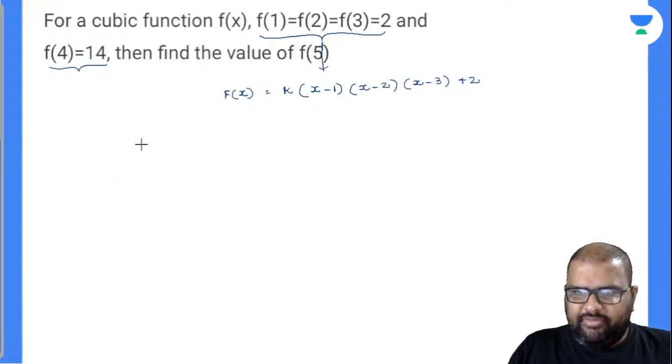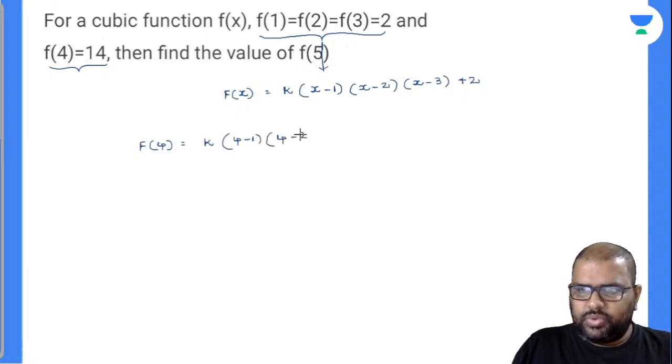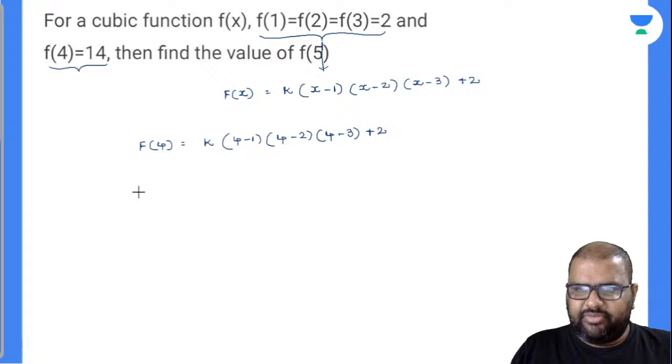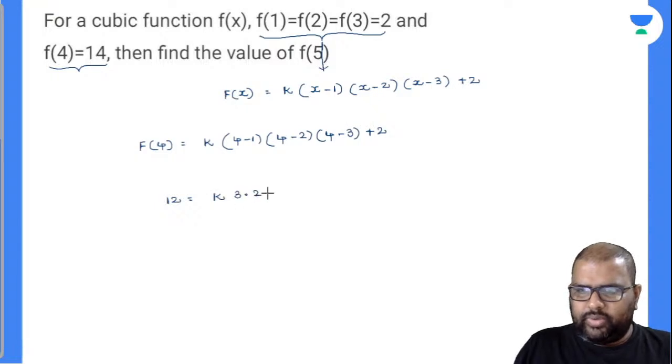By this I will find out f of 4 here. F of 4 is equal to k into, we don't know this k value, how much is the multiple. 4 minus 1, 4 minus 2, 4 minus 3, plus 2. What is your f of 4 value? 14. This 2 comes to this side, 12 is equal to k into 3 into 2 into 1. Is your k value 2?